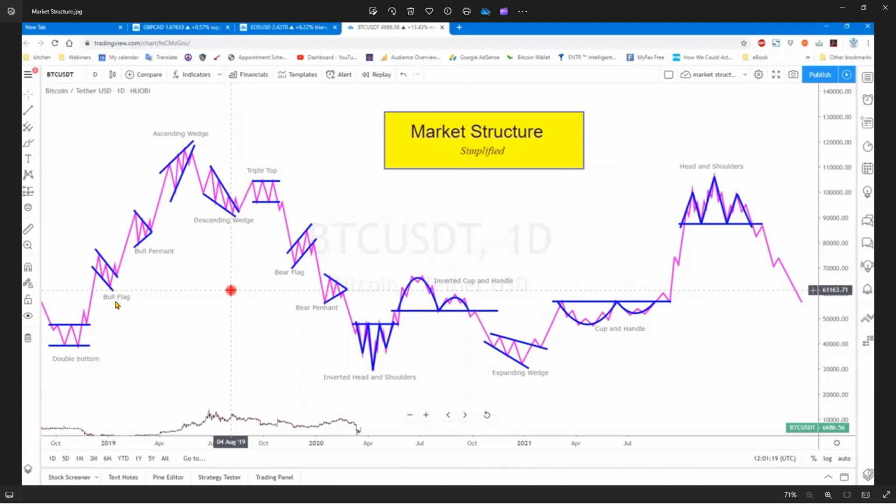So that's a bull flag. Screenshot this, pause the video, maybe draw it out in your notebook, and remember these patterns. This is a bull flag. Then you have a bull pennant, when the market is doing one of these. You'll notice the market has to come back and touch the top and then bounce off to continue the trend.